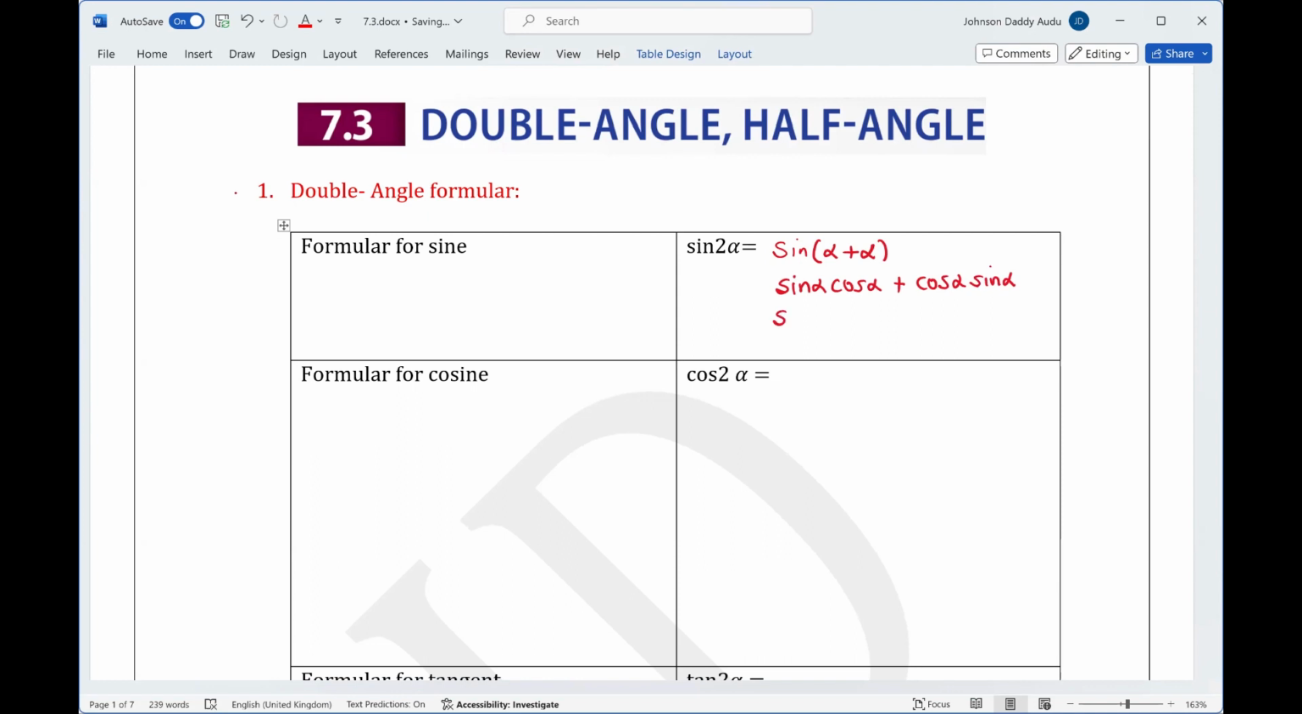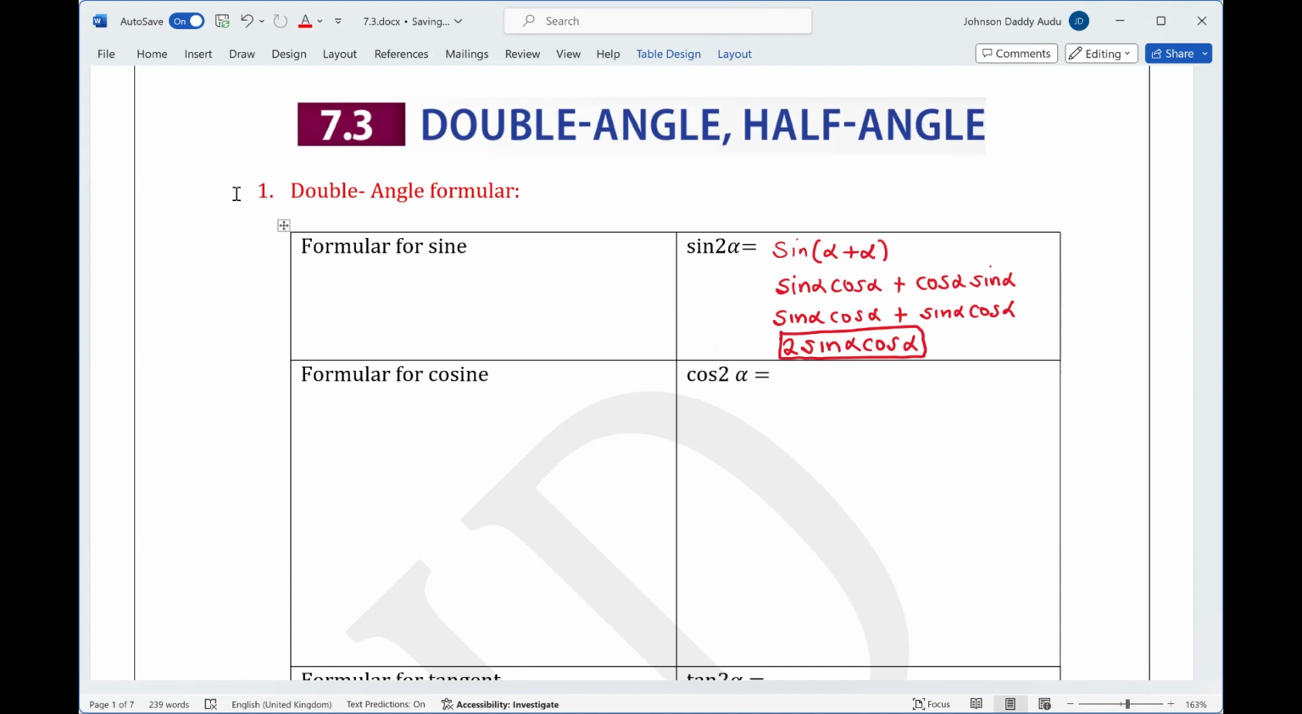And we know that multiplication is commutative. So the second term we can write as still sine alpha cosine alpha. And look at these two terms, they are the same. So this is just 2 sine alpha cosine alpha. This is the final answer. So sine 2 alpha is equal to this, right? So let me just write this in a box.